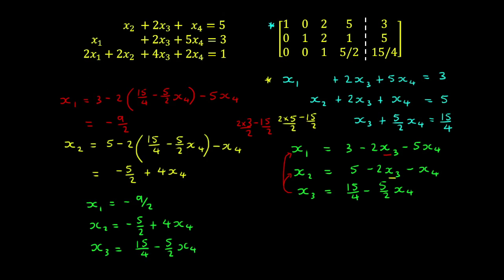And the final step is to assign arbitrary values to the free variables. So in this case, we have x4 being the free variable. So we'll call that the parameter t, where x4 is equal to t. And therefore we can assign arbitrary values of t to get infinitely many solutions. And this is the same result we got using Gauss-Jordan elimination.